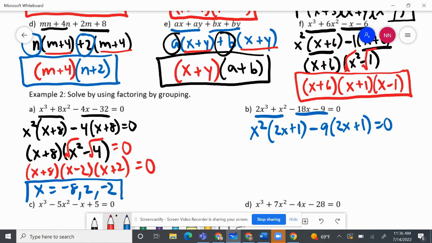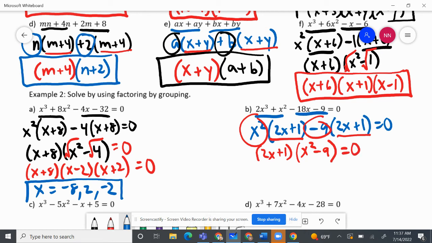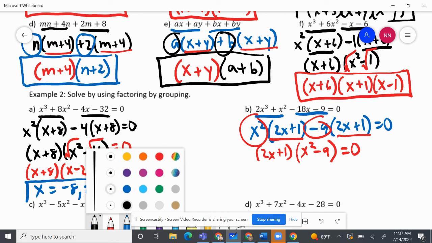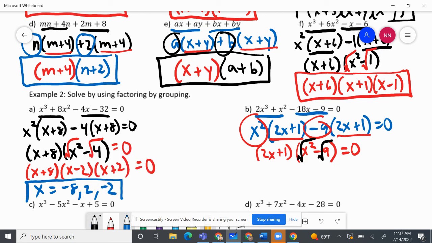So when we're looking at this, we notice that they have a 2x plus 1 in common. So we factor out the 2x plus 1. And what's left over is the x squared minus 9. And as you probably guessed, we can factor it some more. We can take the square root of each one of those, and that gives us 2x plus 1, and then we have x minus 3 and x plus 3.